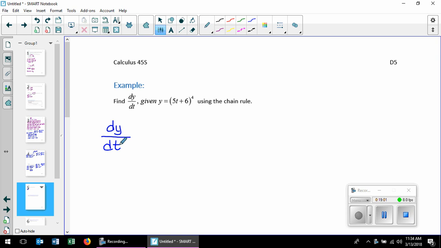So the first function would be x to the exponent 4. If I took the derivative of it, it would be 4x to the exponent 3, right? What is my second function, my g of x? 5t plus 6. And then what's the derivative of this function? Just 5.